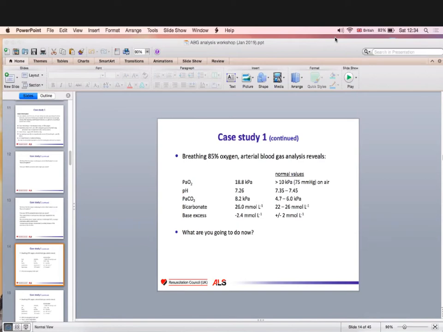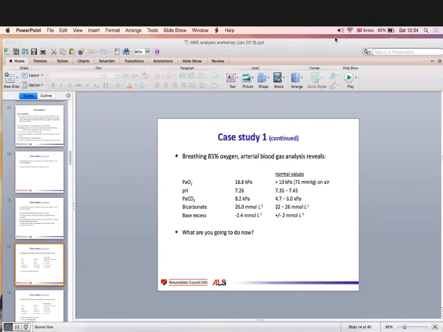But the problem is you told that the oxygenation is normal. Why did you say that? You just looked at the values. You saw that the PaO2 is 18, and since normal is more than 10, you said it's normal. But as I told, when you interpret the PaO2, you must always look at the FiO2, the inspired concentration of oxygen. In this patient, the inspired concentration of oxygen is 85%. So the patient is on a lot of oxygen, and in spite of that, the PaO2 is 18.